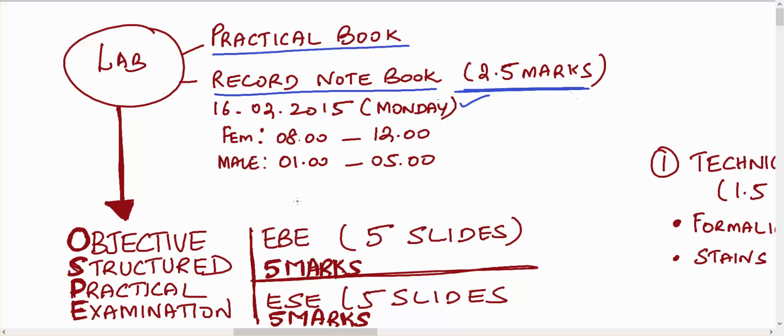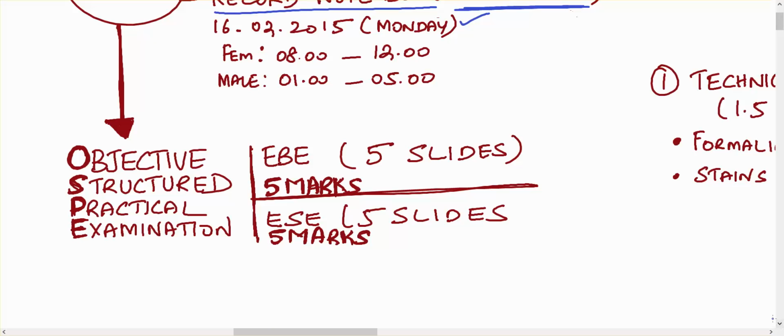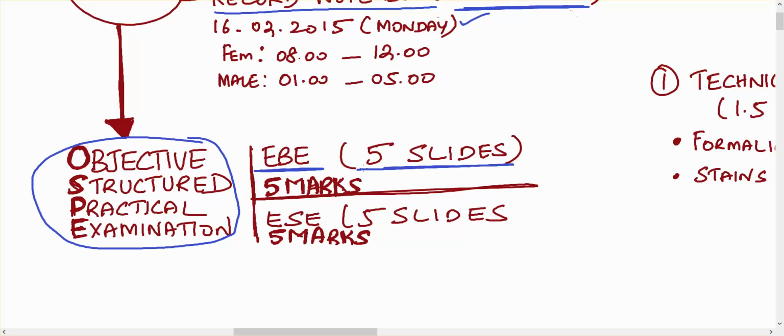So how are we going to assess the students in relation to the lab session? By a method called objective structured practical examination. It is otherwise called OSPE. In the end block exam, we are going to keep 5 slides, and those 5 slides carry 5 marks. The end semester exam again has 5 slides and carries 5 marks. What are those slides?